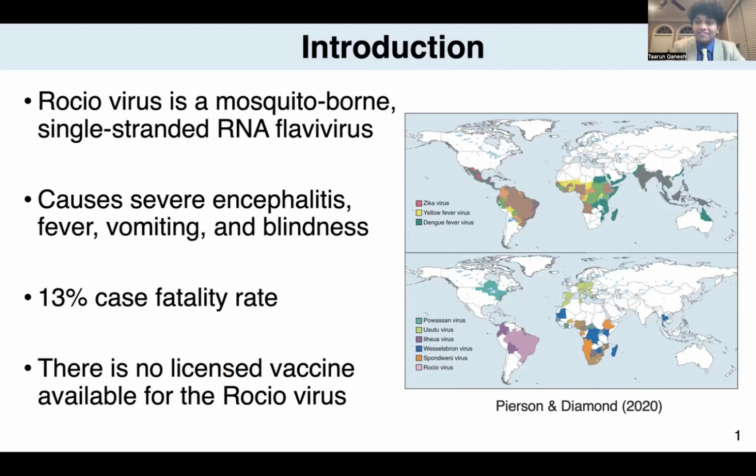However, there's still no licensed vaccine available for the rotavirus, even though serological studies in South America indicate that Brazilian horses are circulating that rotavirus, which means that there can easily be another variant of the rotavirus that emerges in today's world, similar to the COVID-19.